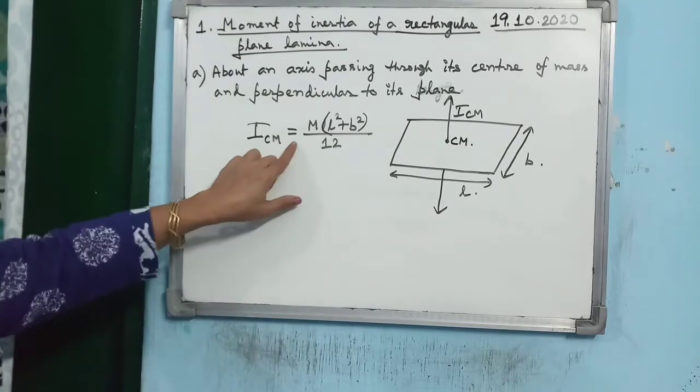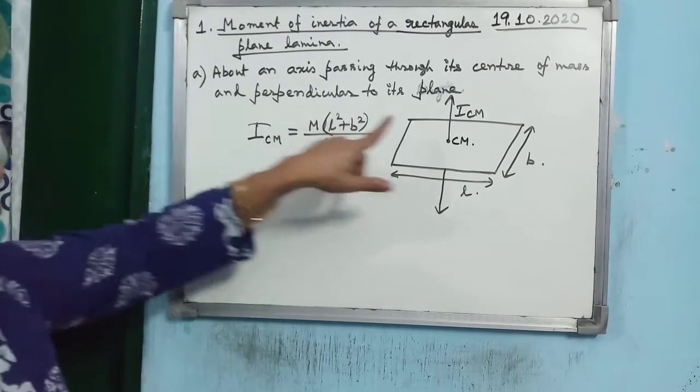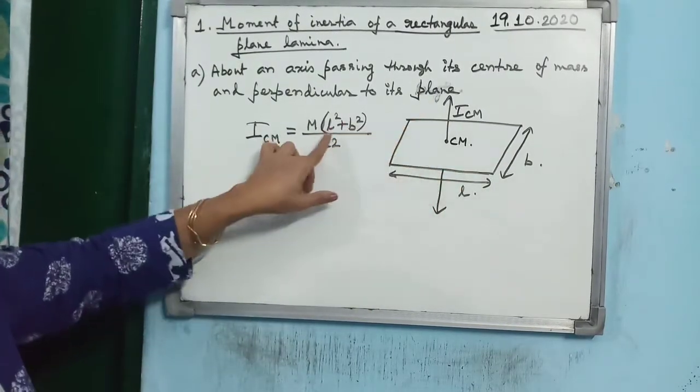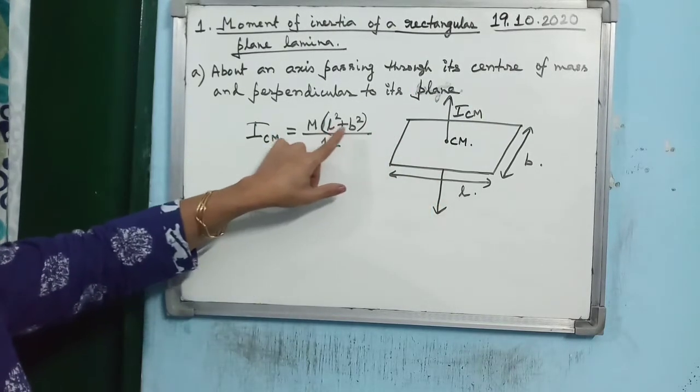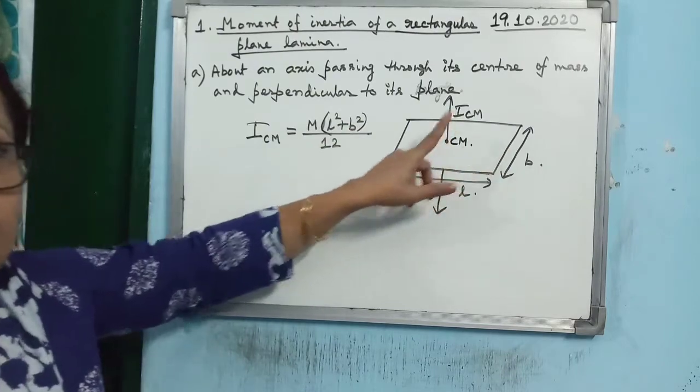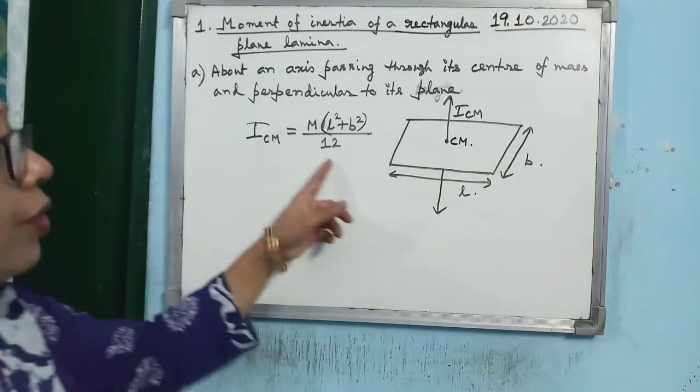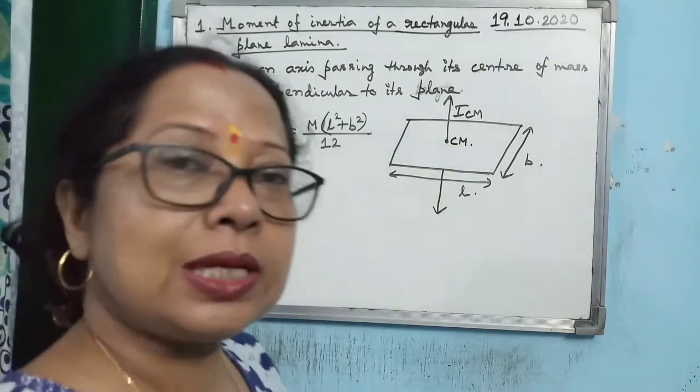In that case ICM is how much? M is the entire mass of the lamina, into L square plus B square, where L is the length of the lamina and B is the width or breadth of the lamina, divided by 12. So you see, it is easy to remember.